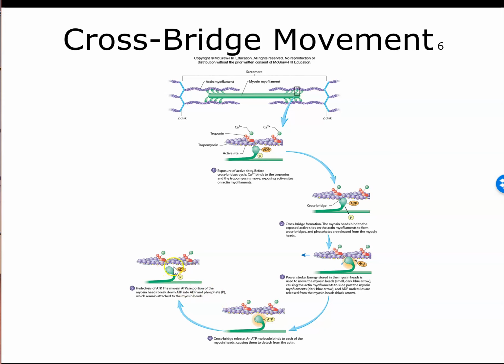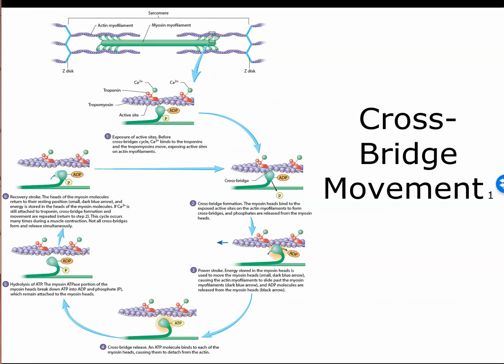ATP is then going to hydrolyze, breaking into its inorganic phosphate and ADP, and those will stay attached to the myosin head. The last phase of this is the recovery stroke. So the head of the myosin can kind of go back to its resting position, and energy will be stored in the head so that it can reattach to the active site if calcium is still bound to troponin.